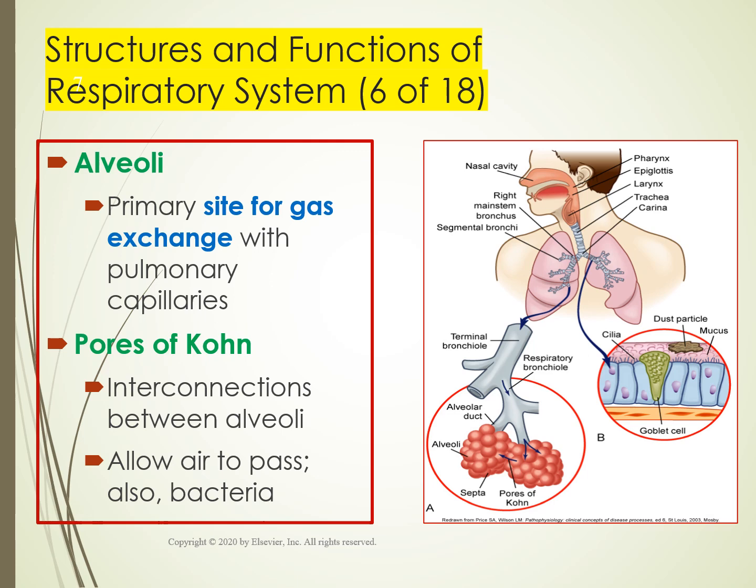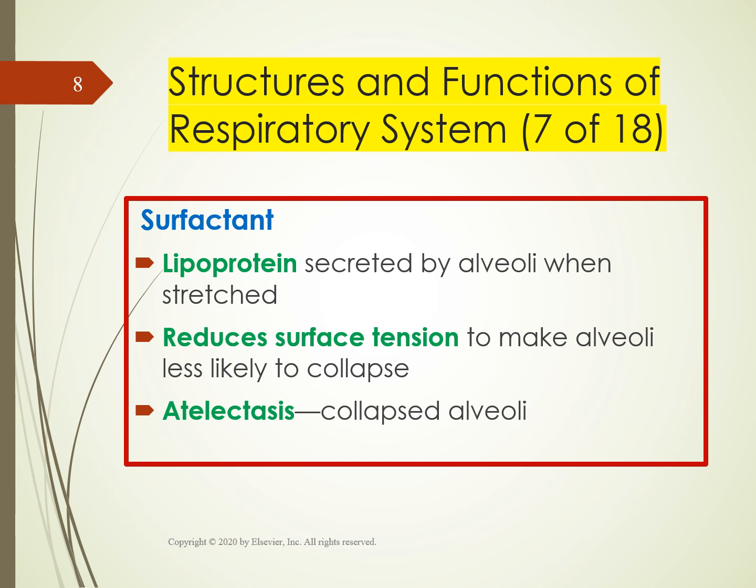As you can see, here's a picture of them, they look like little grapes. They're very thin-walled so that the gas exchange is able to take place there. That's where it pulls in the oxygen when you inhale, and the carbon dioxide is released so that you can exhale the carbon dioxide. Surfactant is a lipoprotein. It is inside of the alveoli, and it keeps them from sticking together. It basically helps them stay lubricated.